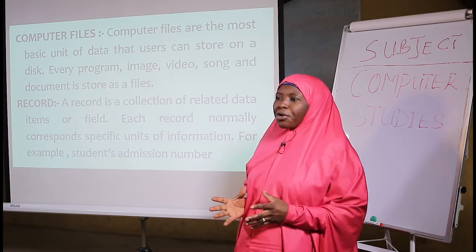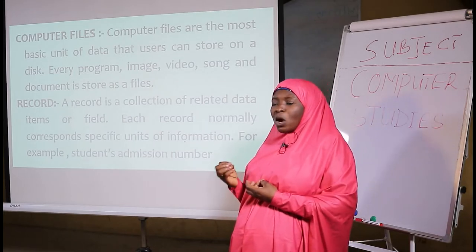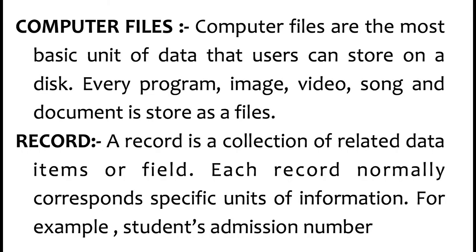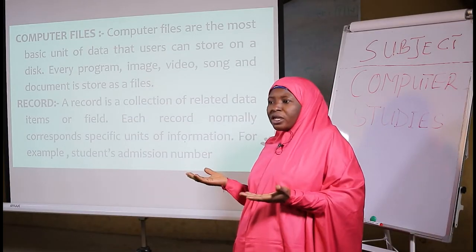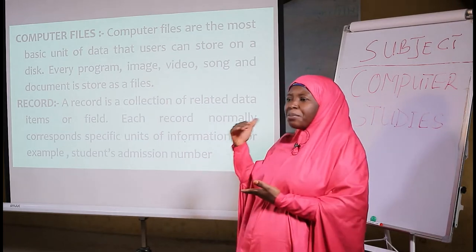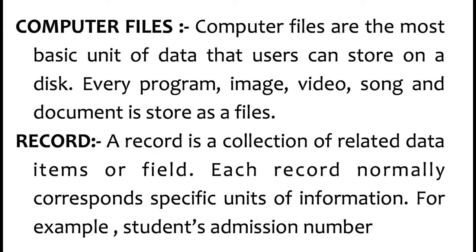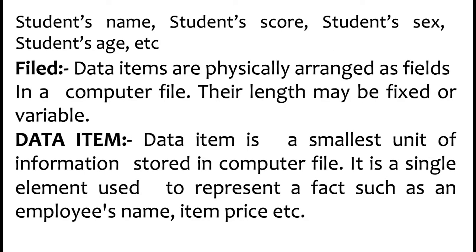And we all know that our program is a set of instructions that direct the hardware on what to do. We have a record. A record is a collection of related data items, or what we call a field, like names of students. We have like Aisha, Amina. All this can be referred to as a field, or we call it data item. Each record normally corresponds to specific units of information. For example, student admission number, we have the student's name, we have the student's score, student's sex, student's age. All these are called a record because the collection of each field makes a record.